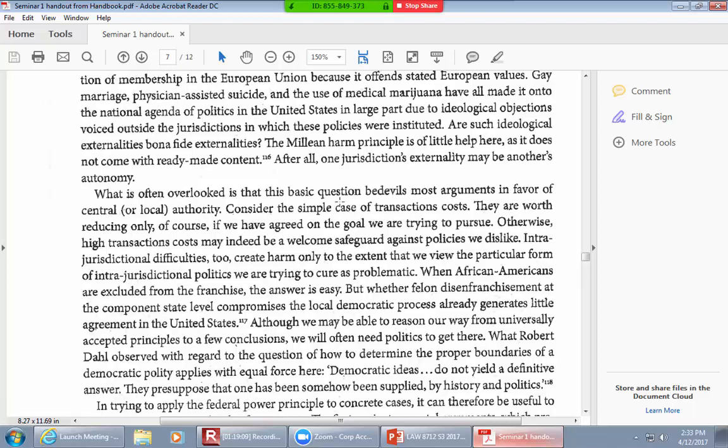And again, all of this relates to subsidiarity in the idea that it has a difficulty because there are certain questions that we cannot decide without talking politics. Okay.